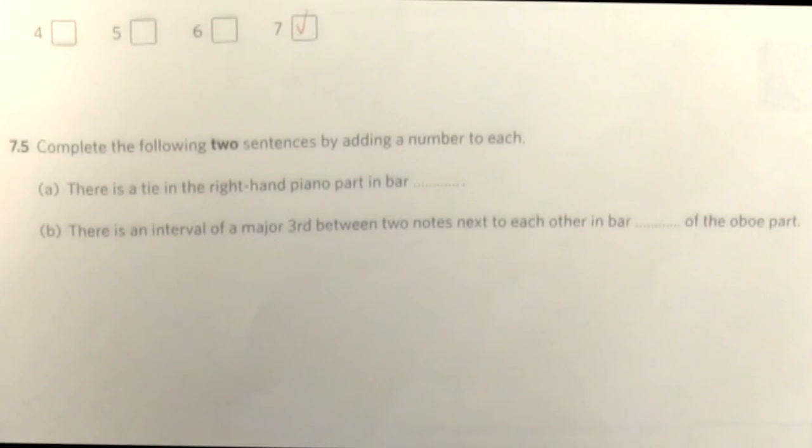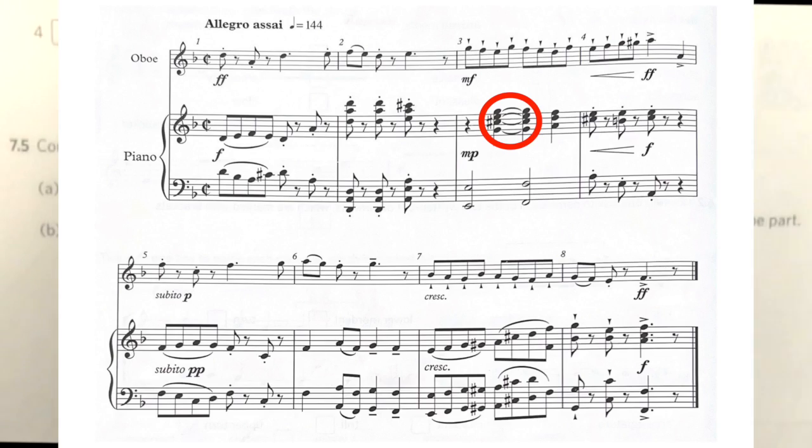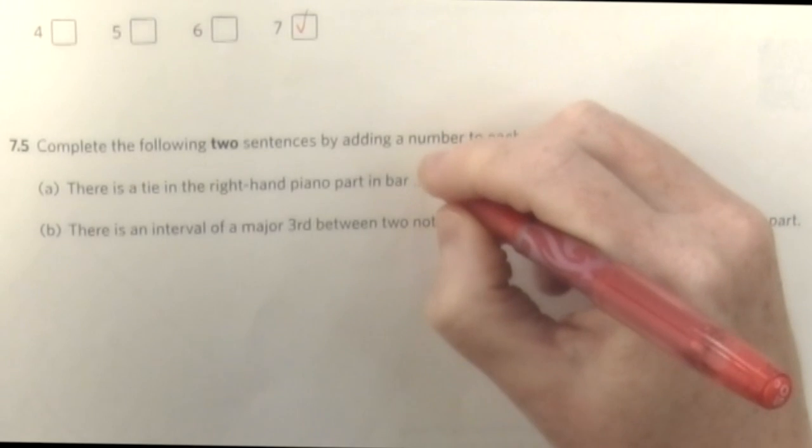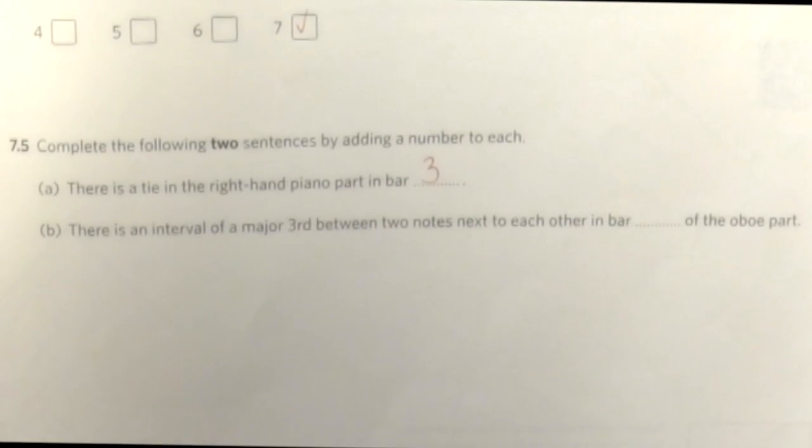In this question, we need to add 2 numbers for each of the statements. There is a tie in the right hand piano part in bar 3, and this is it. Well, we have more than one tie, we have 4 ties.